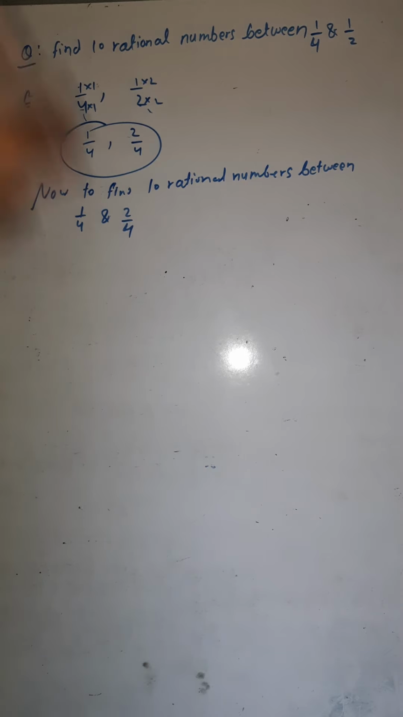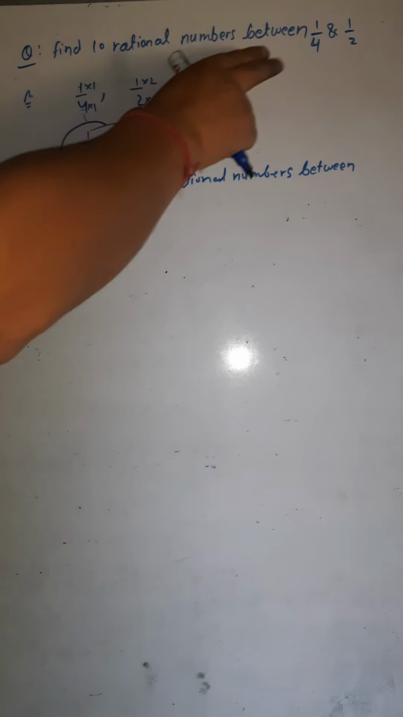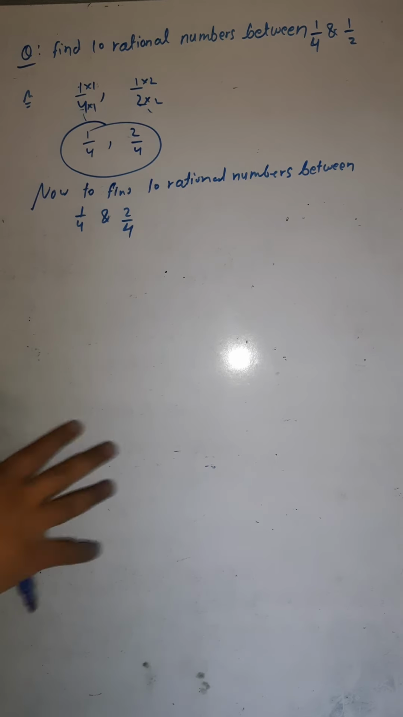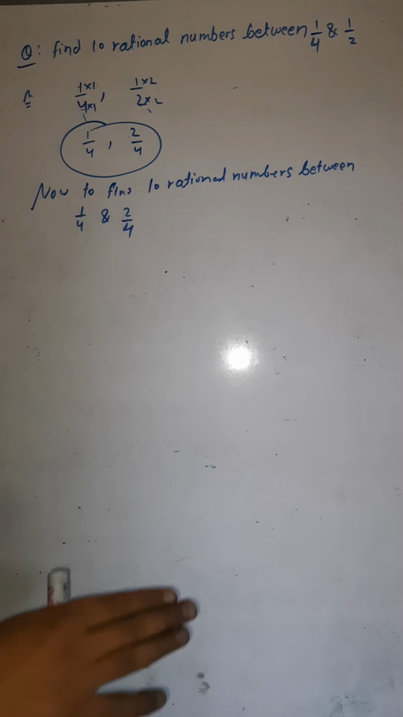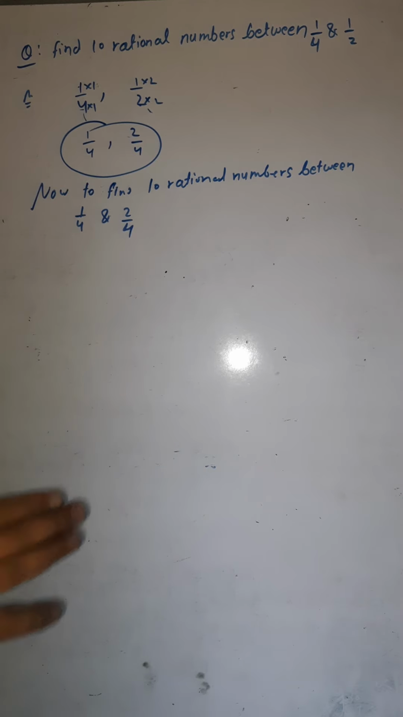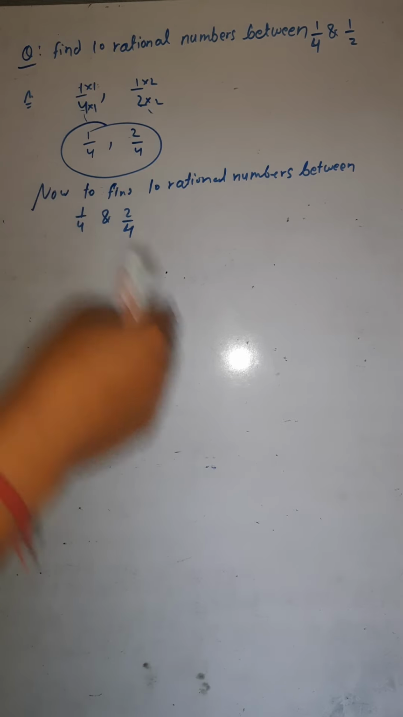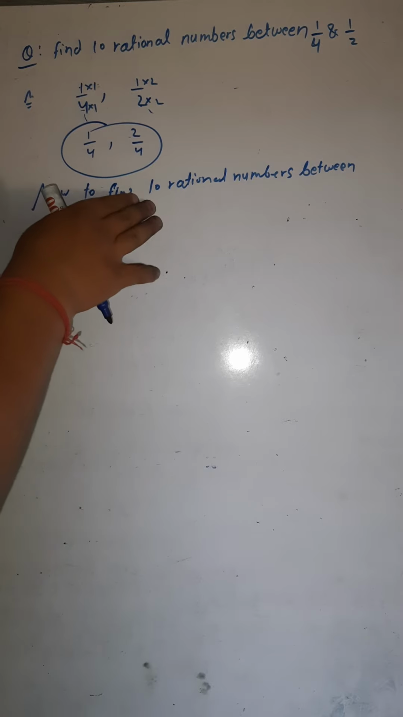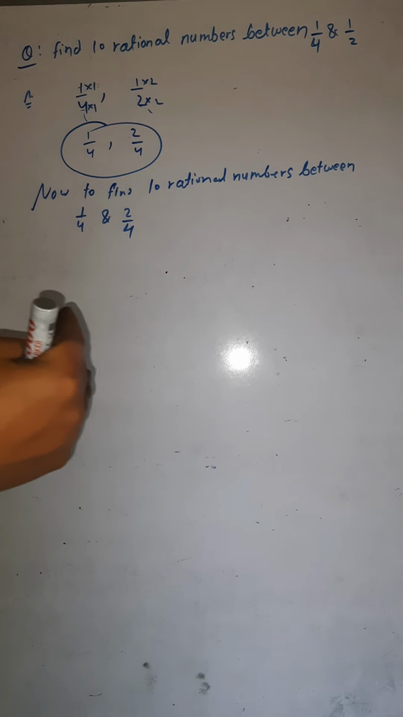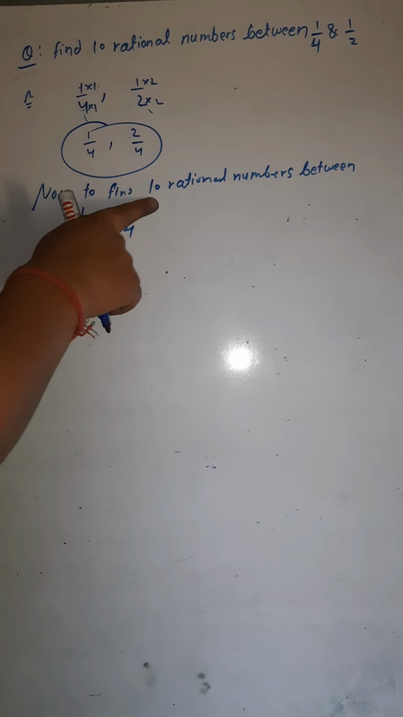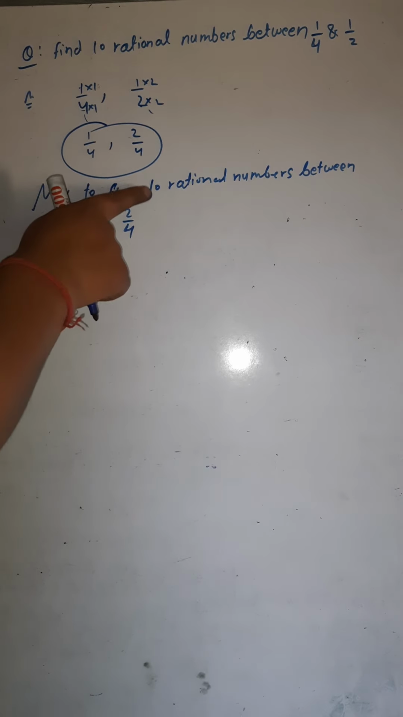So just now I have told, to apply the second method, first you have to make both the denominators equal. Yes, we have made the denominators equal. Now if the denominators are same, then we would be applying the second method. The second method says that, let's say here you have to find out 10 rational numbers. If you have to find out 10 rational numbers, then you would be adding 1 there. If you have to find out 11 rational numbers, then again you would be adding 1 there. Means the amount of rational numbers that you have to find, you would be adding there 1.